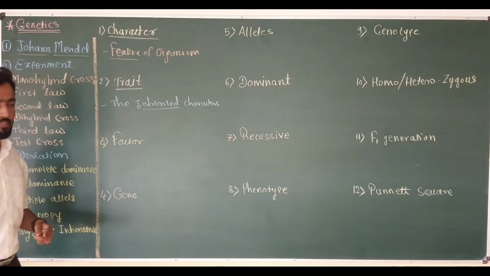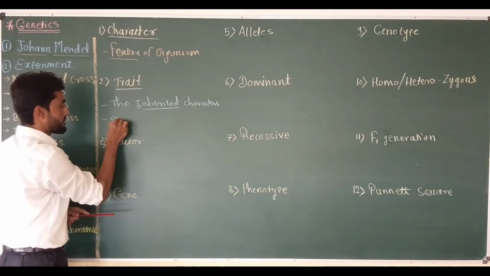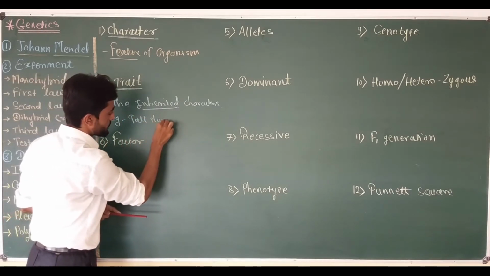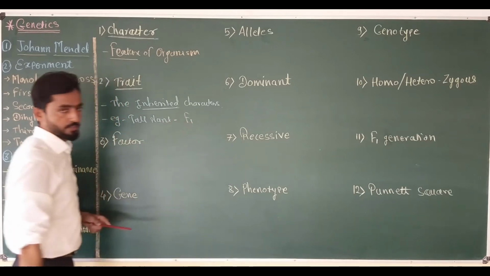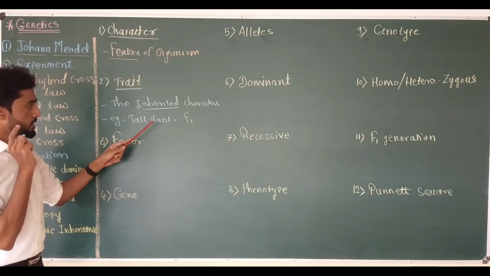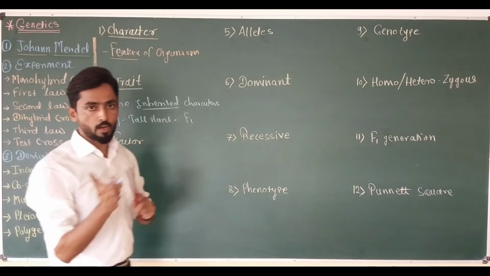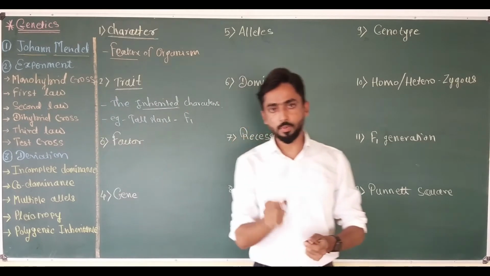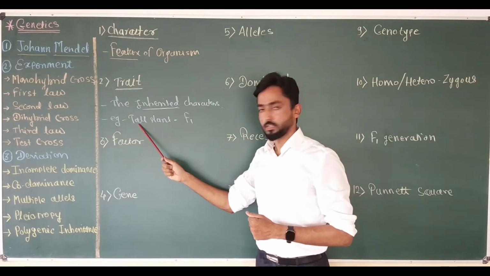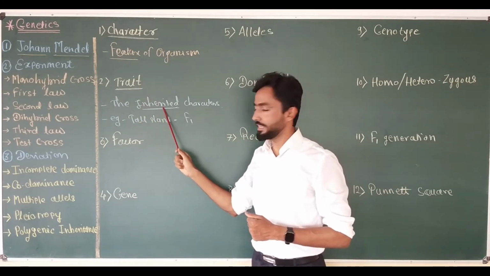So traits are nothing but the inherited characters, and the example remains the same, like tall plants produced in the F1 generation, or first generation, which represent the tall dominant parent plant. If out of tall and dwarf parents, tall is the dominant parent, in that case in the F1 generation all the plants will be tall plants. And now this tall is nothing but the trait because it is an inherited character.